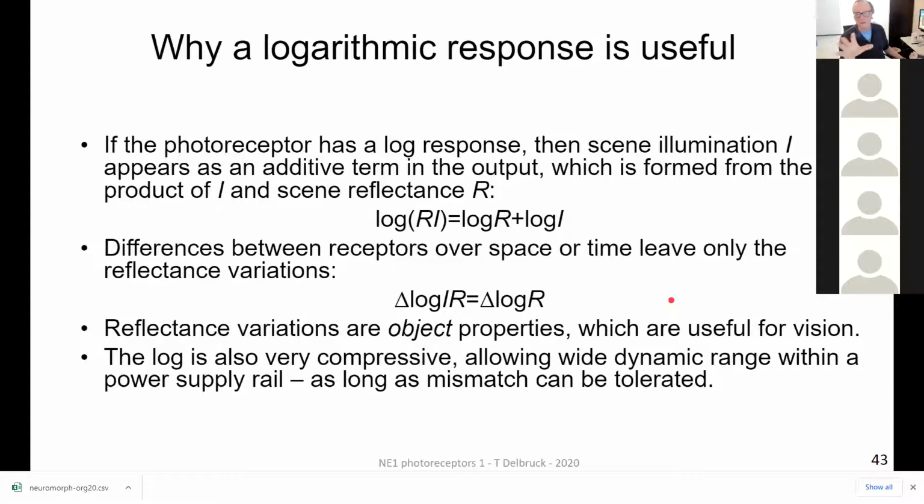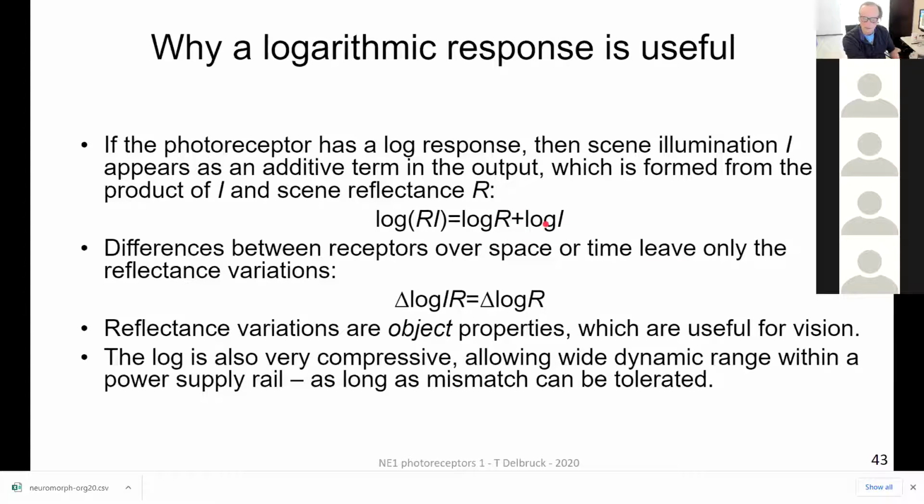Okay, so the exercise this week is about logarithmic pixels. And so I'm going to tell you why this logarithmic response is useful. So if a photoreceptor has a logarithmic response to light intensity, then the scene illumination, I, appears in an additive term in the output, which is formed from the product of the scene illumination and scene reflectance. So the log of the product of the scene reflectance times the amount of light shining on the scene, I, is the sum of the logs, right?